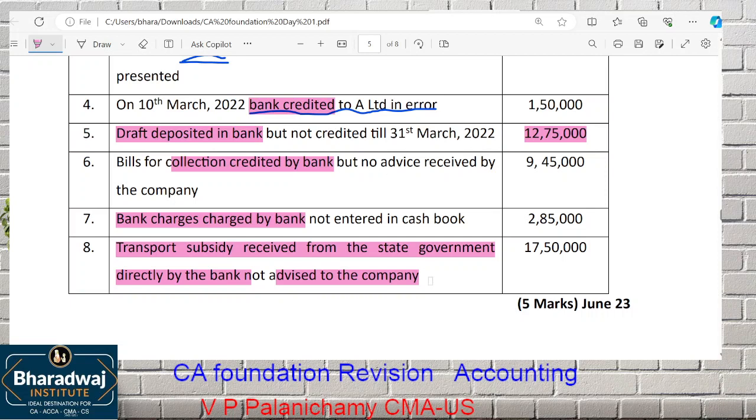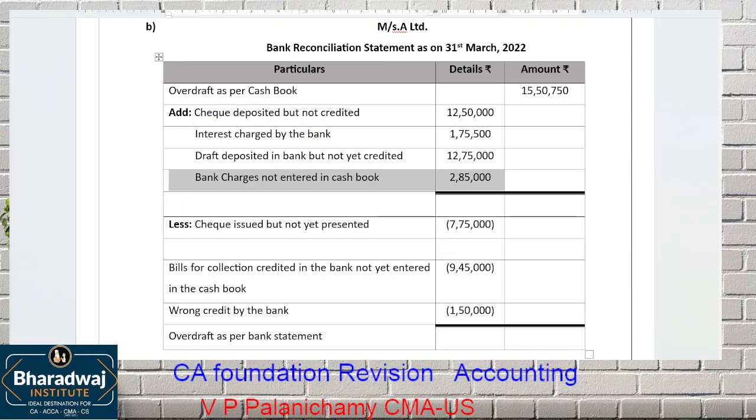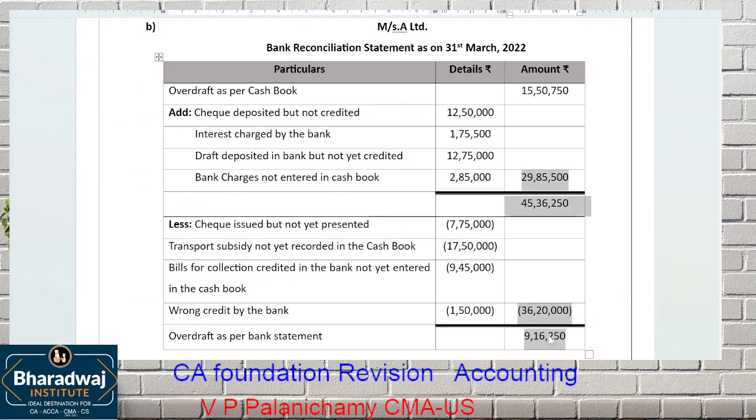Bank has received the money. So what would the bank have done? Bank would have added it. Let us also add it. But OD starting point, minus. 9,16,250. OD as per which one? Bank statement. Take it.